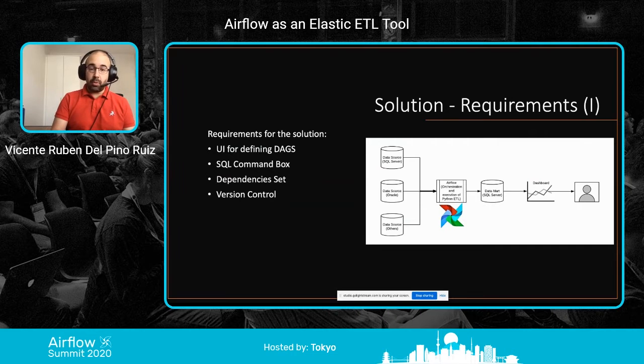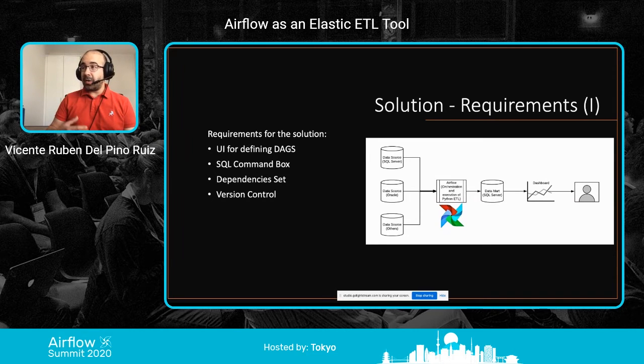So with our solution, what we are doing is replacing Alteryx with Airflow. So if you see now, our diagram is exactly the same. You have different data sources. You have one central location where you want to put the data. The main difference is that now the orchestrator and the execution engine is Airflow.